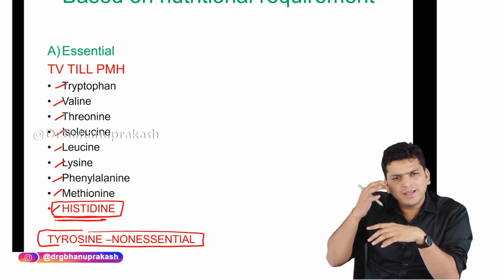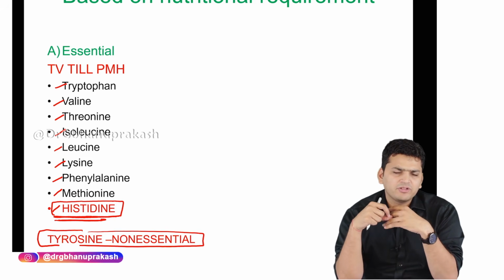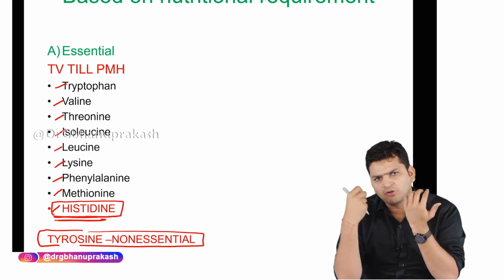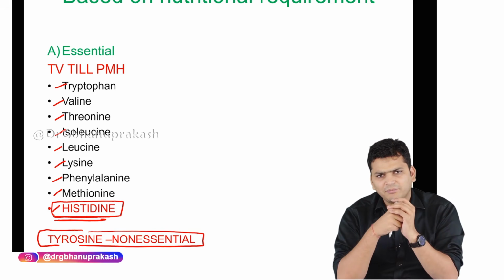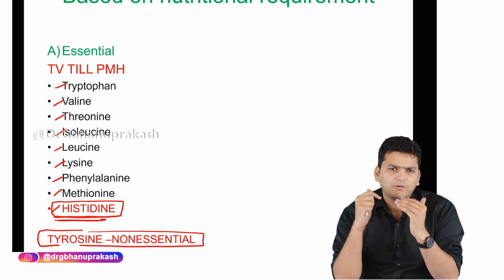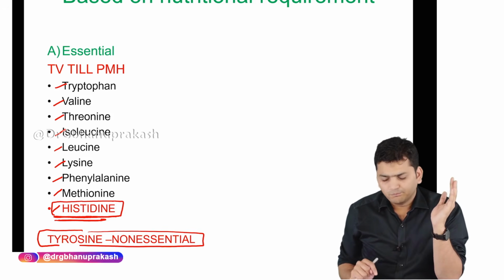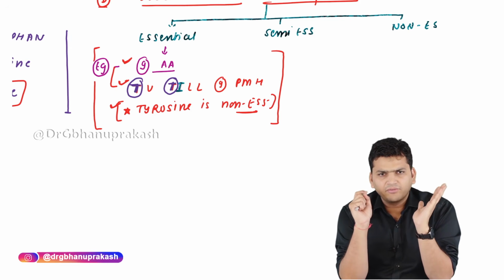Some books say it may be considered semi-essential, right? When we see the negative nitrogen balance, we find that histidine is not semi-essential, it is an essential amino acid. But still in some books it is written as semi-essential, so we will always have to keep that thought in our mind while solving the MCQ. So these are the essential amino acids that we have.